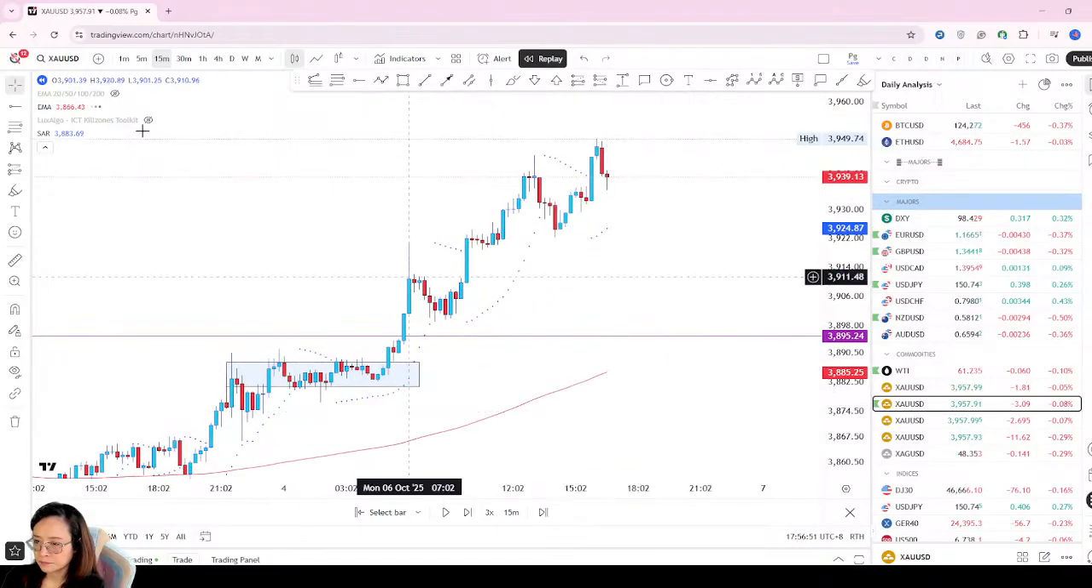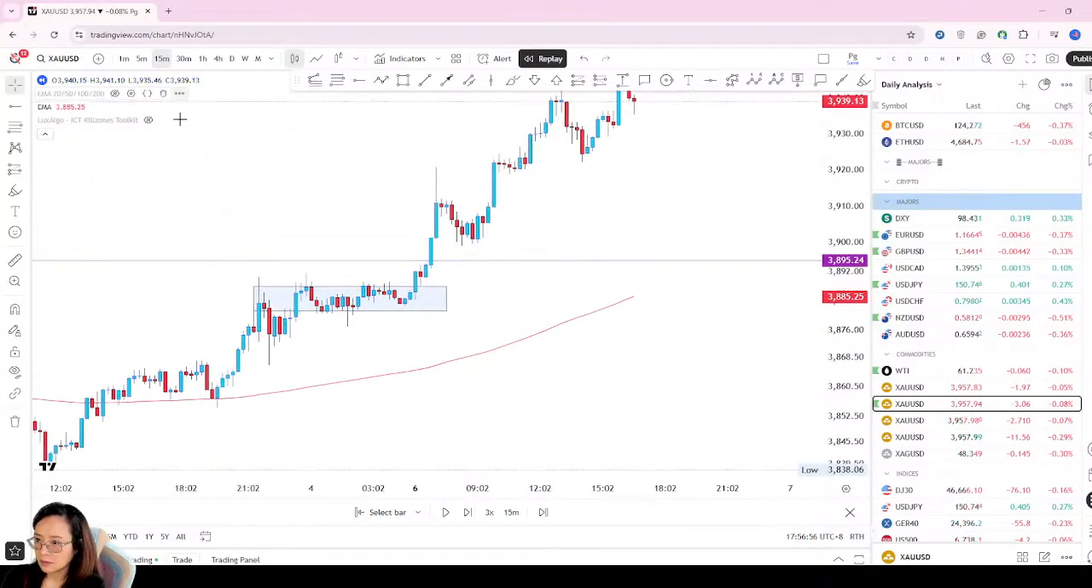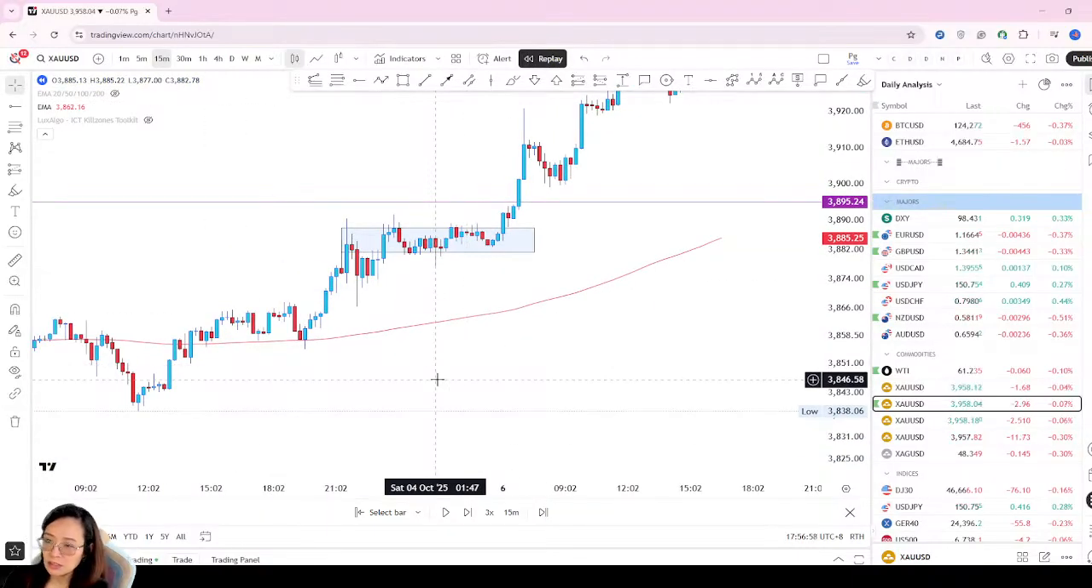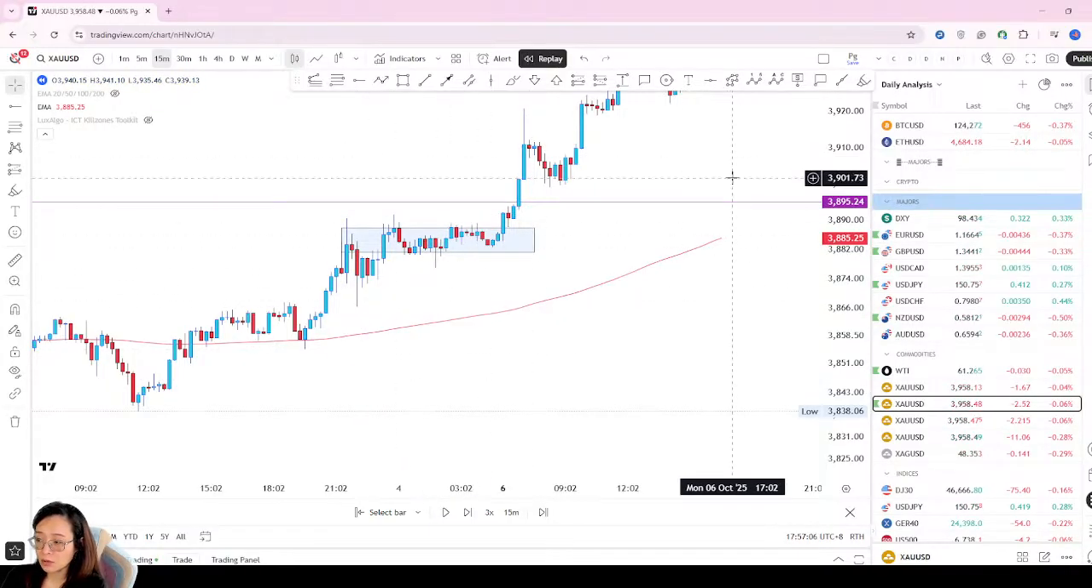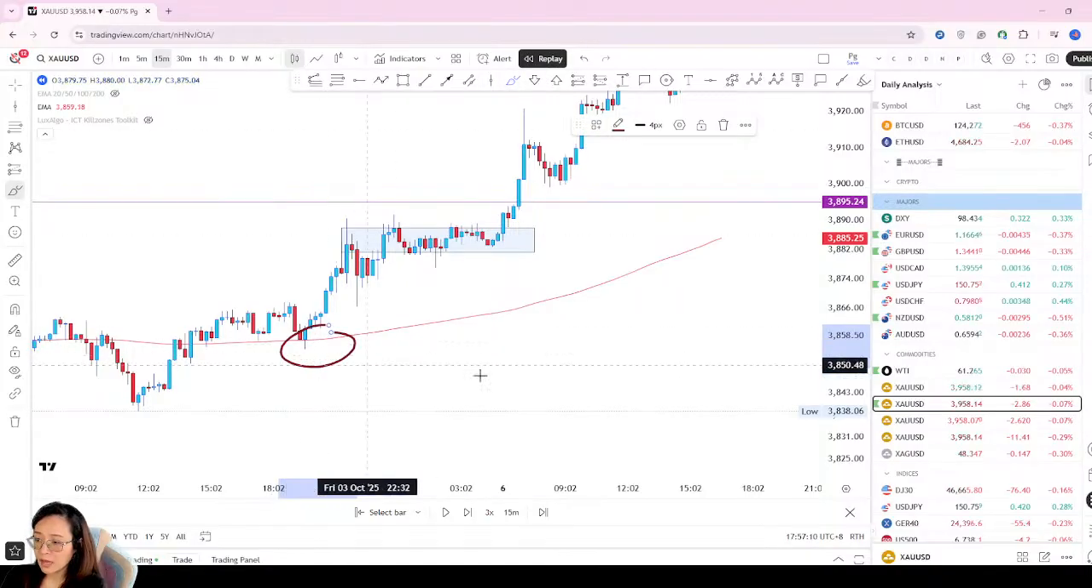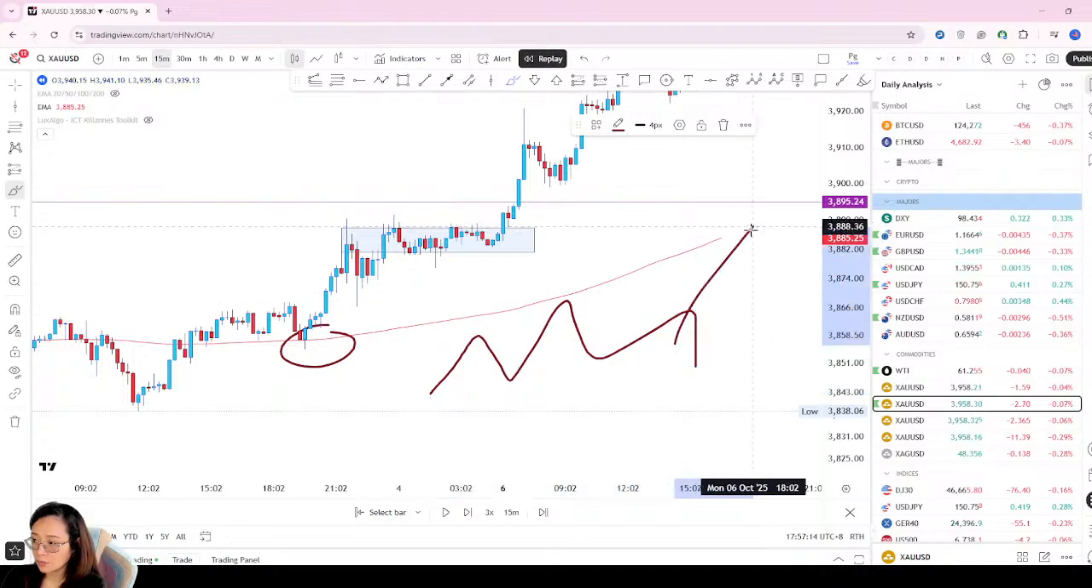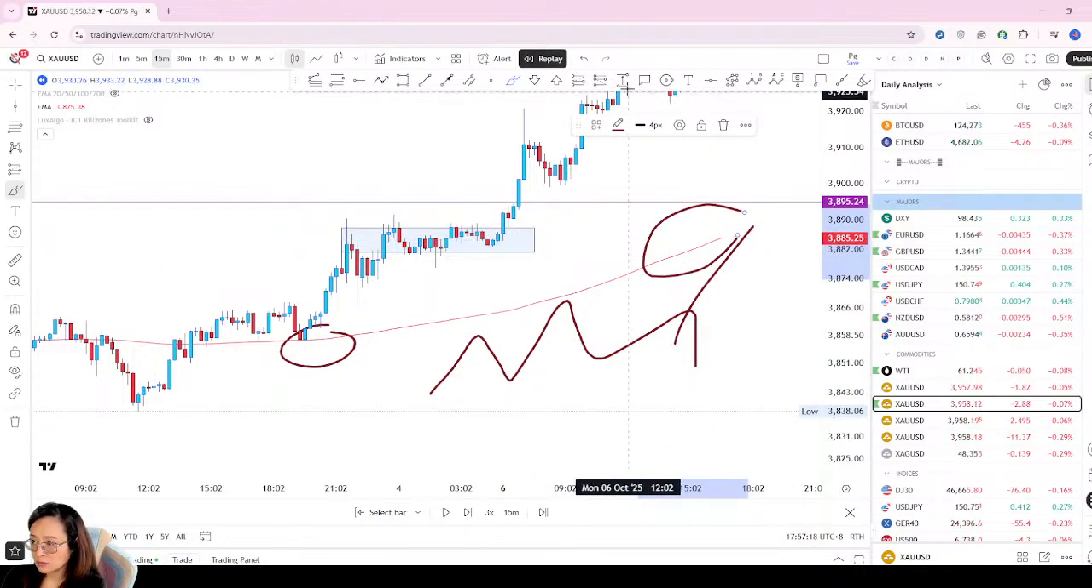Okay, I'm going to remove the SAR here. Okay, this is the EMA 200. For the EMA 200, from now, whenever price is above the EMA 200 and it's a strong uptrend, you buy. Whenever it pulls back, it's going to act as a support level. If price falls below the EMA 200 and pulls back to the EMA, the EMA will act as resistance.